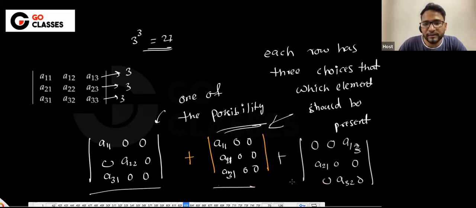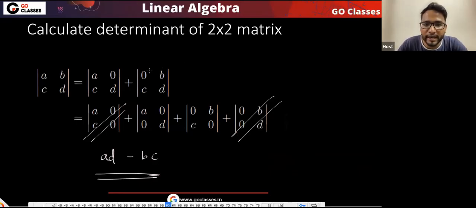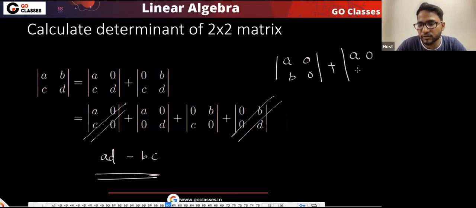Okay. Now, can you tell me, out of all those 27 possibilities that I have, how many possibilities will survive? See, let me go back to this 2 by 2 example. Here each row is having just 2 possibilities. Either you keep A and this thing at 0, or you keep B and this thing at 0. Then in the second row, maybe you keep C, or maybe you keep D as non-zero. So you will be having 4 determinants, and finally, 2 are not surviving, 2 are surviving.